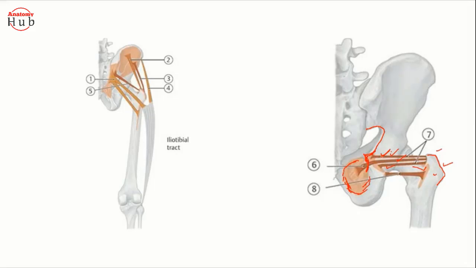So this superior gemellus takes origin from the ischial spine. Okay, whereas the inferior gemellus, that you can observe over here, takes origin from the ischial tuberosity. No, here you can see this whole is the ischial tuberosity, right? And here you'll see that these two muscles actually join with the obturator internus muscle.